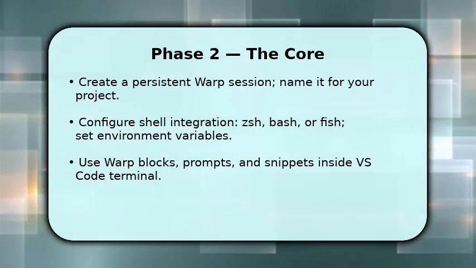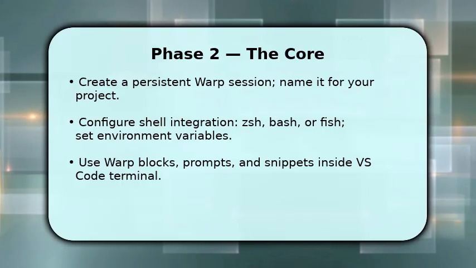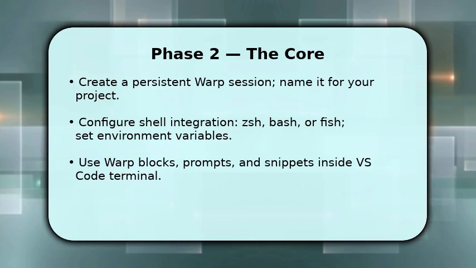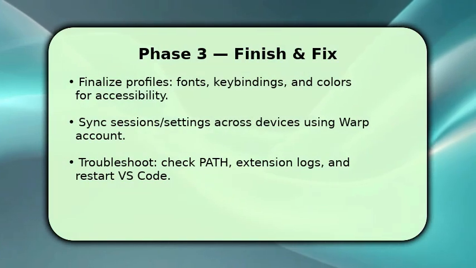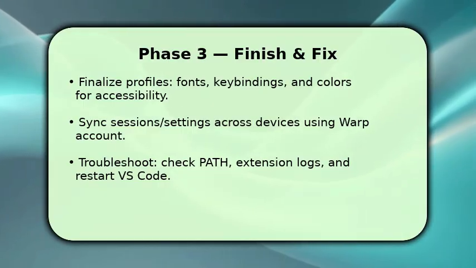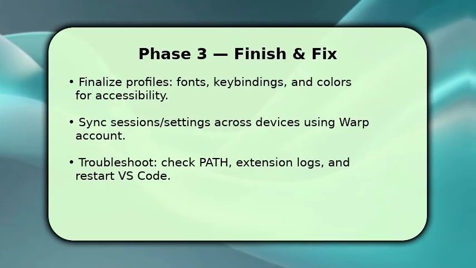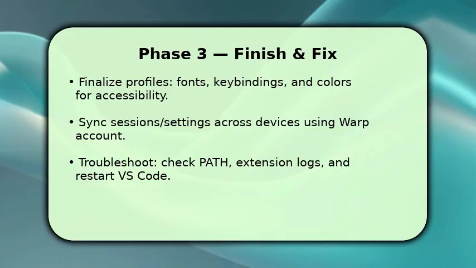Insert them while coding to speed repetitive commands. Once you link snippets to VS Code tasks, make sure paths and permissions match so tooling like linters and debuggers run. Finish by customizing profiles. Adjust fonts, key bindings, and colors so the terminal reads clearly and keys behave predictably. Then enable Warp Sync in your account settings to replicate sessions and preferences across machines, which saves time.